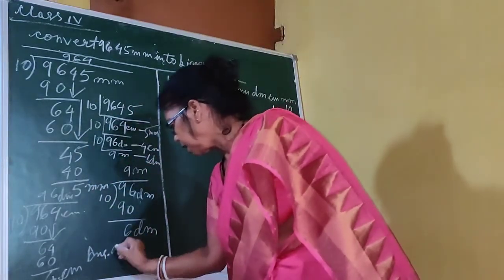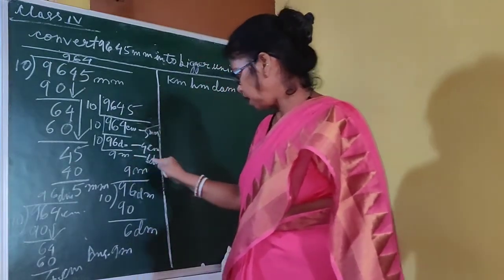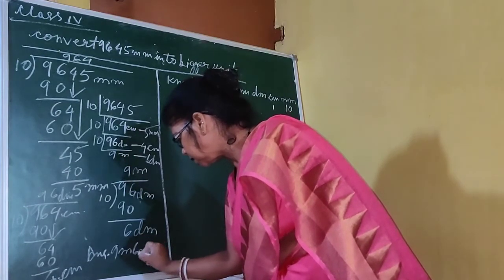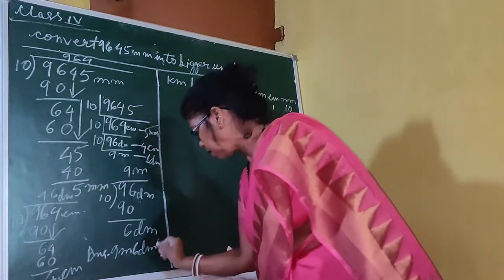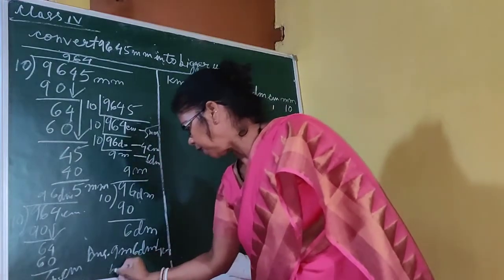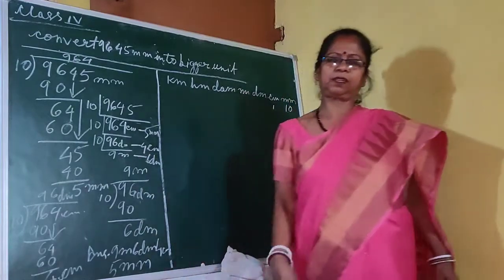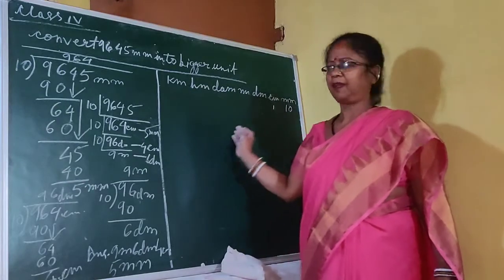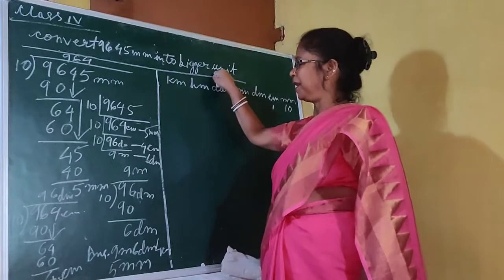Answer: 9 meter, 6 decimeter, 4 centimeter, and 5 millimeter. So much calculation is here. This one I will do in short on that table. To convert into a bigger unit, divide by 10 each time.